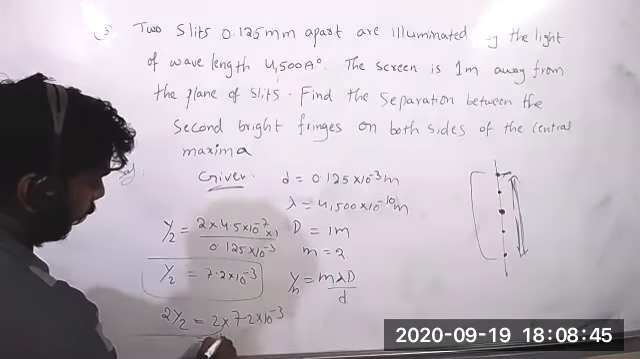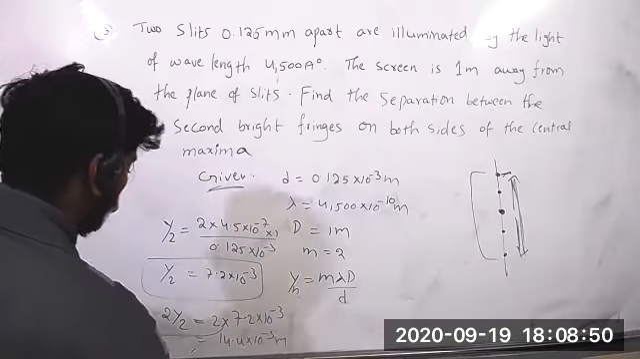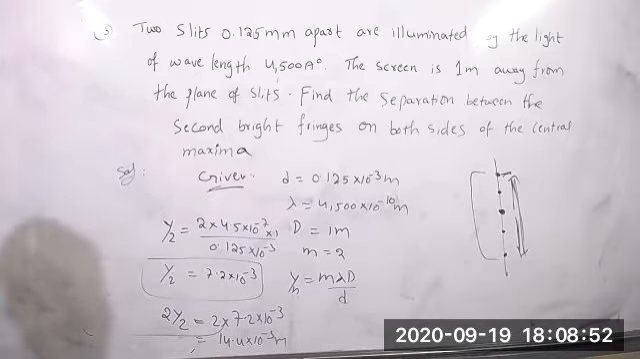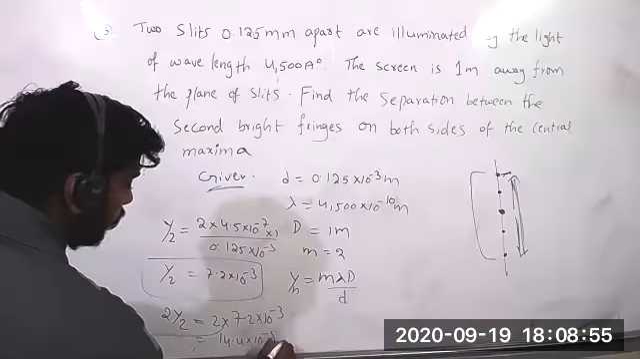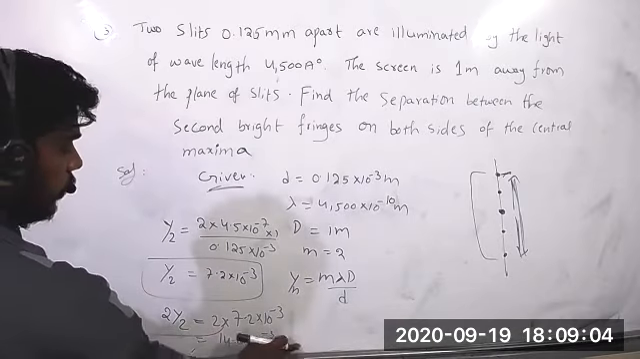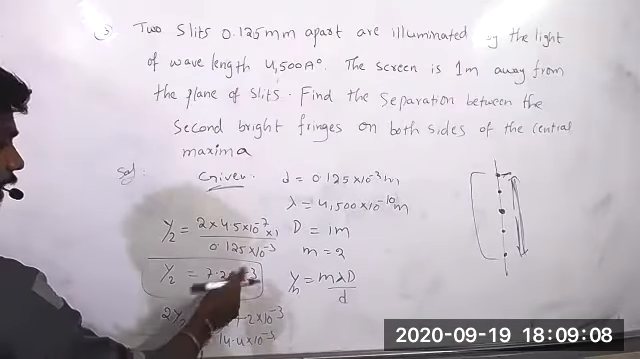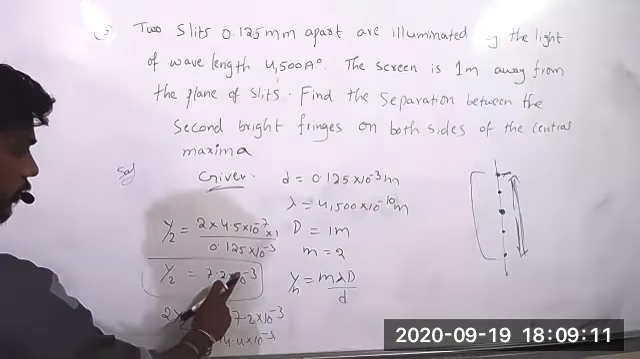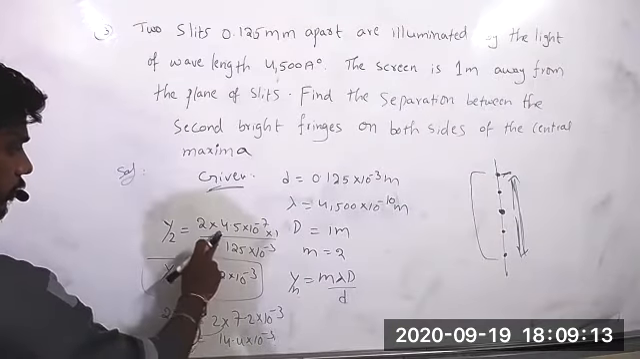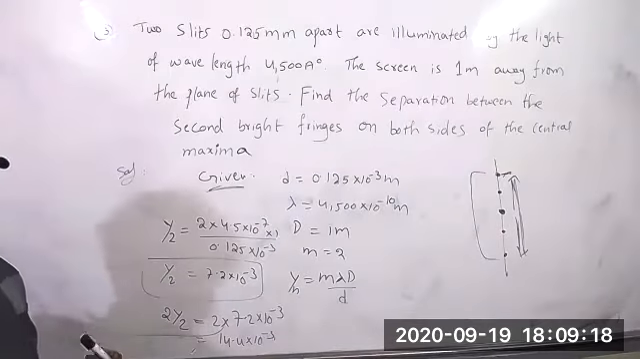So 14.4 into 10 to the power of minus 3 meters. Sir, millimeters, sir? If you take 10 to the power of minus 3, then it is meters; if not, then millimeters. Till now we have converted everything into meters, right? 0.125 into 10 to the power of minus 3 is meters, yes.